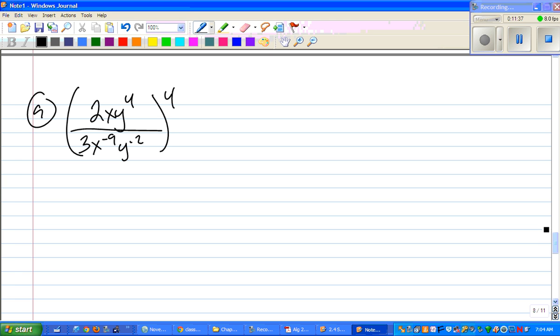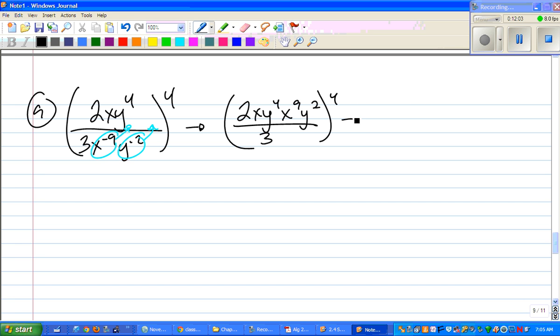Number 9. What we're going to do here is we're going to simplify this first, okay? I have some negative exponents, so I'm going to bring those to the top. So it's going to look like 2xy to the 4th, x to the 9, y squared, all over 3 to the 4th power. I'm going to simplify this first. So we got 2x to the 10th, y to the 6th, all divided by 3.